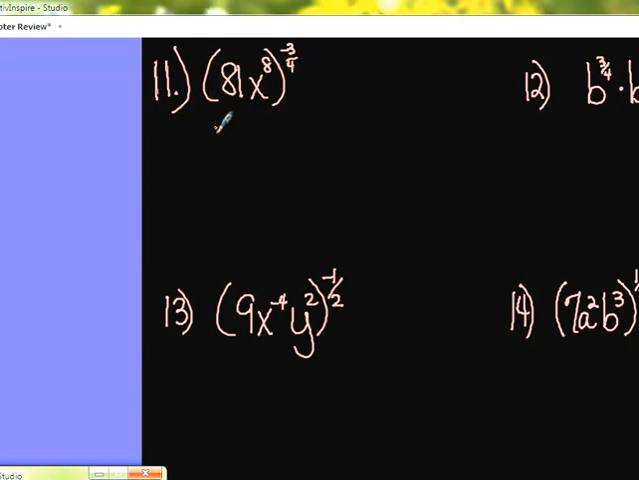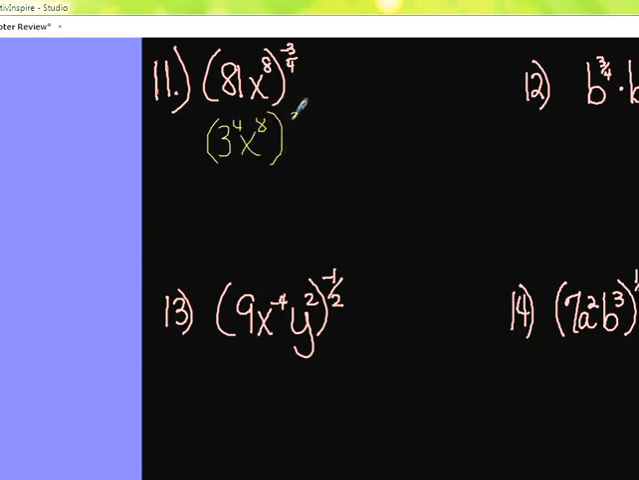And so if you think about it, 81 can be converted to 3 to the 4th. And that'll be x to the 8th. And now we're going to raise it to the negative 3/4 power. And again, now you can distribute that power to everything on the inside. And when you distribute it to the first factor, the 4's cancel out and you're left with 3 to the negative 3rd.